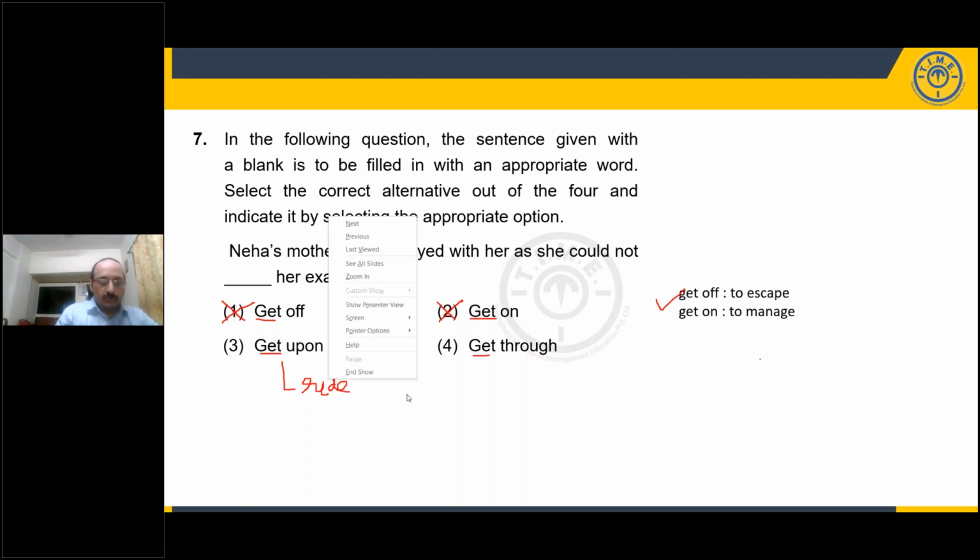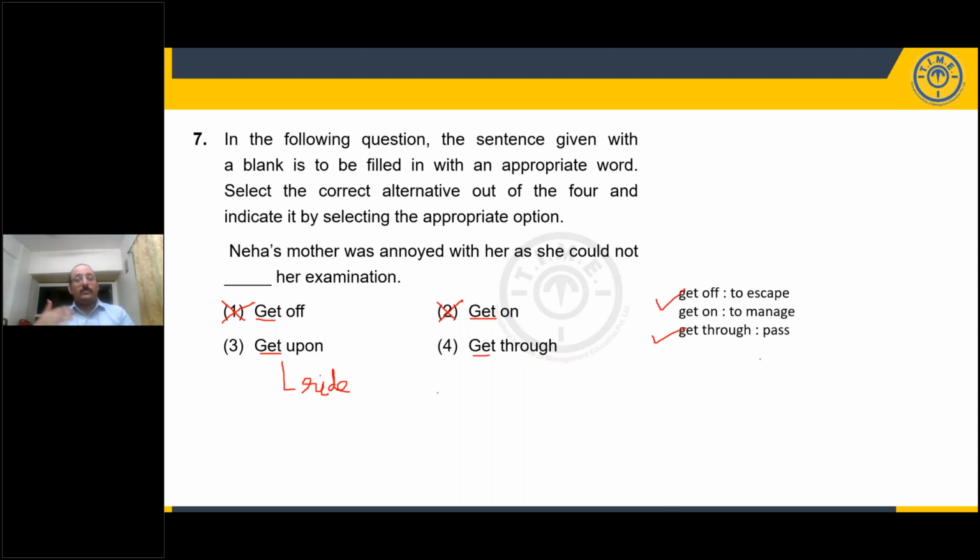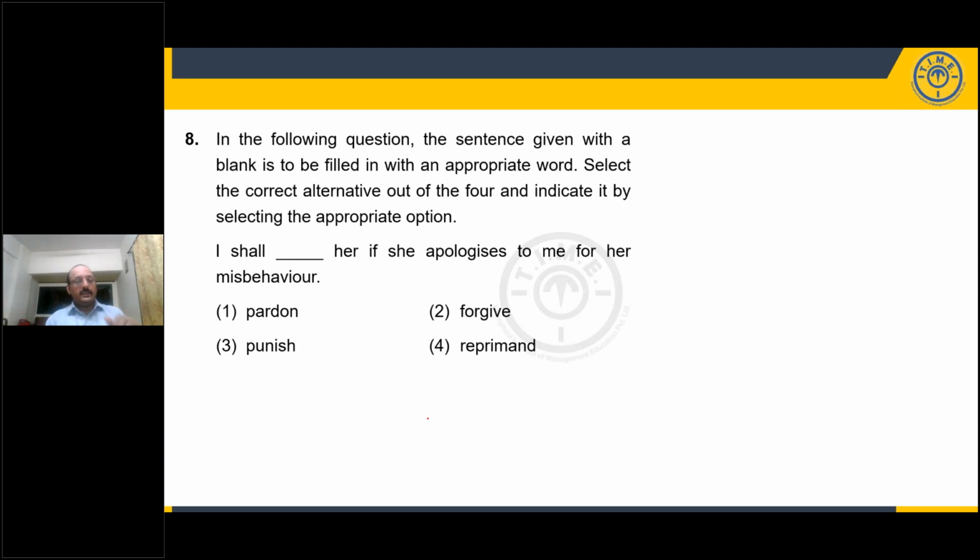Now to get through, I'm sorry, yeah. To get through means to pass. So Neha's mother was annoyed with her as she could not get through or pass her exam. Yes, this makes sense. So option number 4 is our answer. Neha's mother was annoyed with her as she could not get through her exam or as she could not pass her exam. All right, guys. Okay, now question number 8.